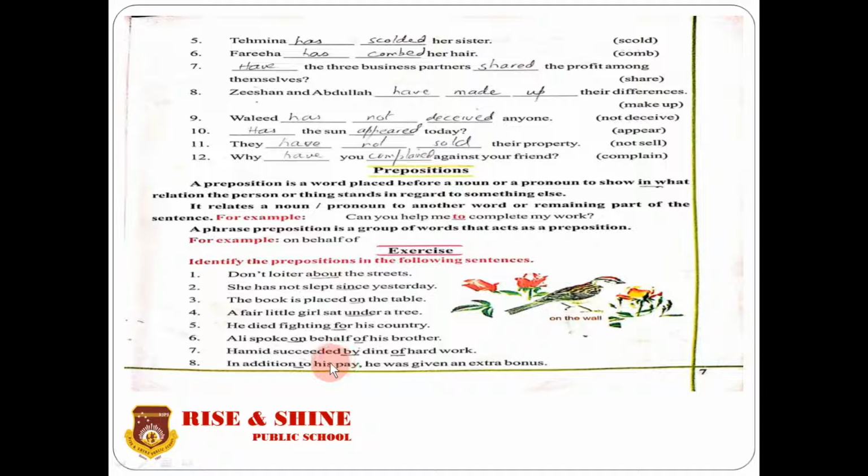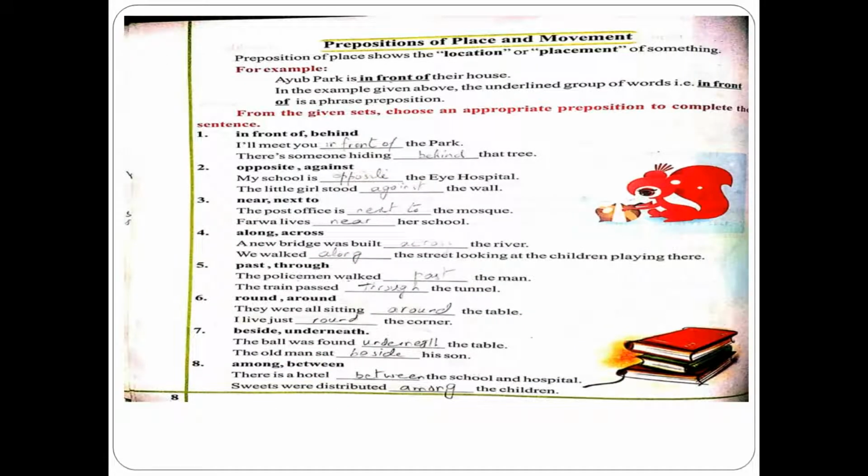Number 8, in addition to his pay, he was given an extra bonus. And which part of the sentence is the preposition? To. Students, I hope you now know how to recognize these prepositions. Now move to the next part of this question, that is prepositions of place and movement, and look at the definition. What does it mean? A preposition of place shows the location and placement of something. It means we come to know where anything is located or placed.